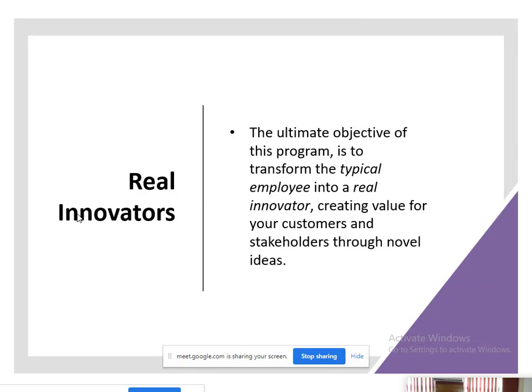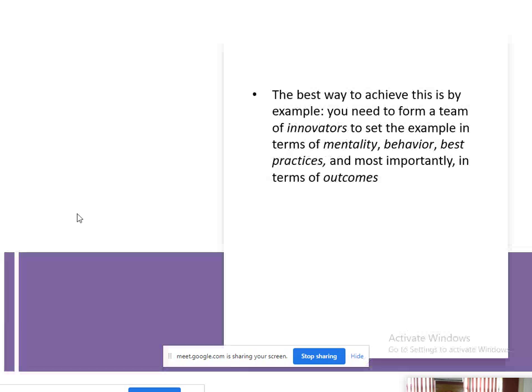Okay, so these are looked at by the real innovators. Then next. The best way to achieve this is by example.